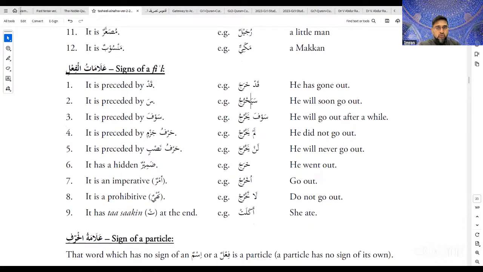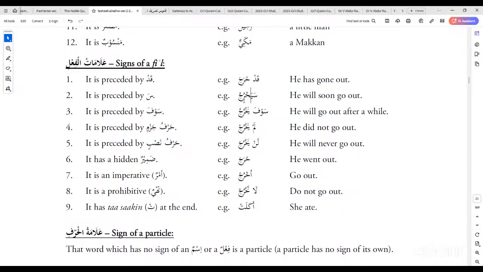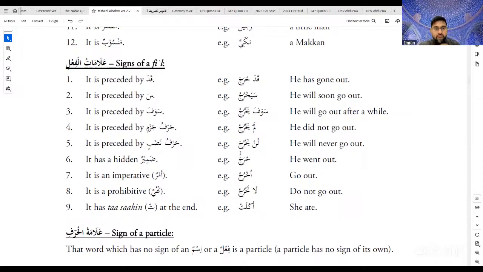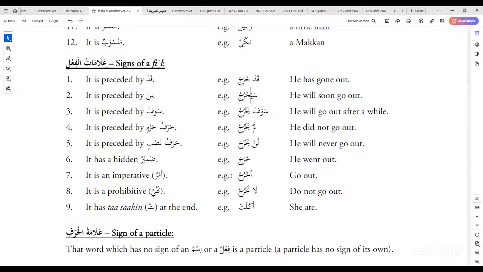Number two, it is preceded by sa. For example, sayakhruju. He will soon go out. Number three, it is preceded by sawfa. For example, sawfa yakhruju. He will go out after a while. Number four, it is preceded by harfu jazm. For example, lam yakhruj. He did not go out.